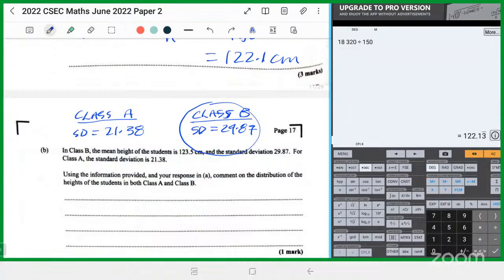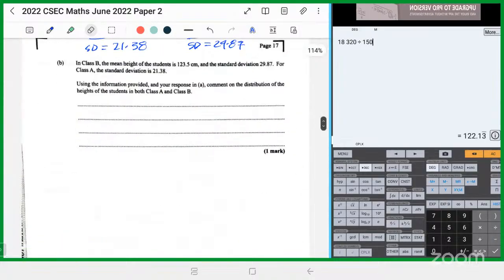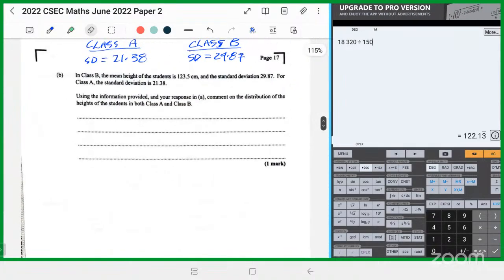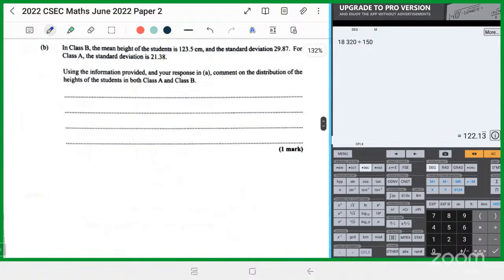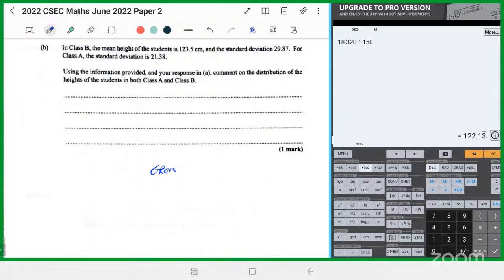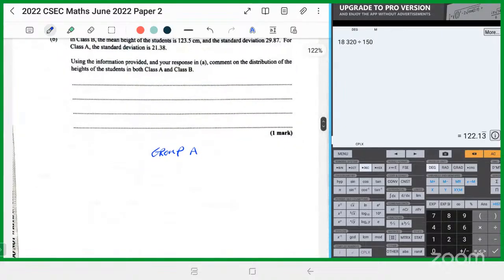So let me use a little diagram to show you. Let me use an example where you have two groups and each of them has the same mean, just for emphasis. So say you have group A and group B. I'm going to use the same mean to give the emphasis.